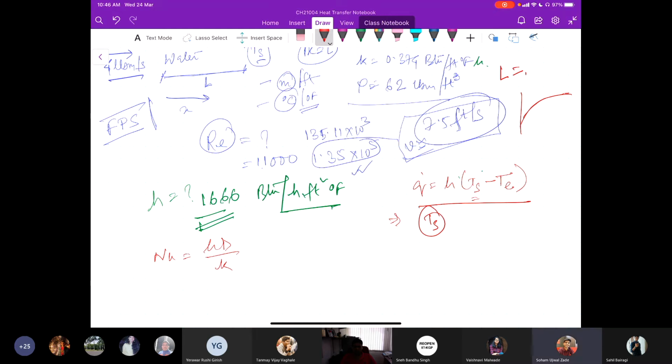Sir, without knowing L, how did we understand whether we had to apply the fully developed or the entry region Nusselt number? That is why in the first place you have to calculate L. It is not the sequence I asked you to calculate in; I asked you to report the values.